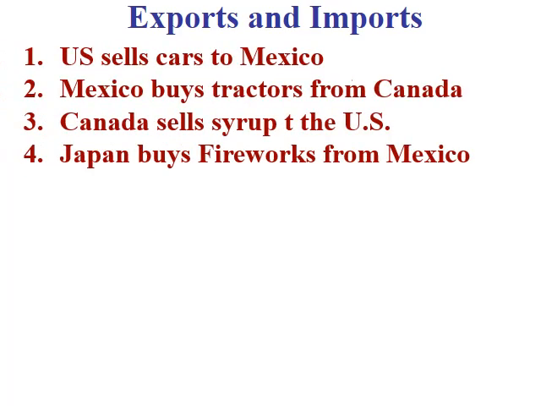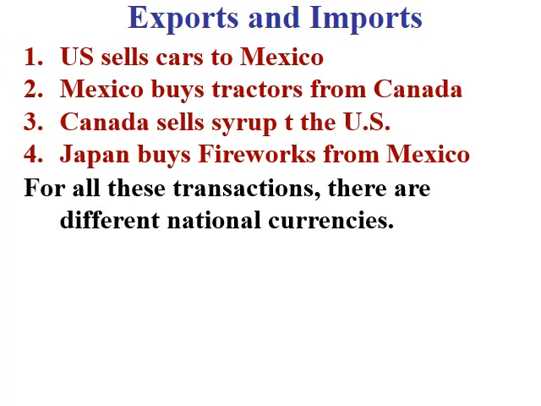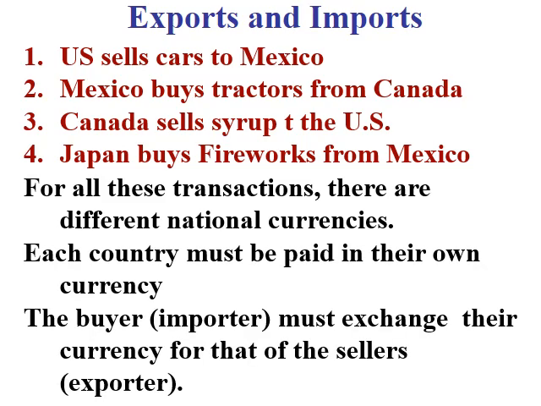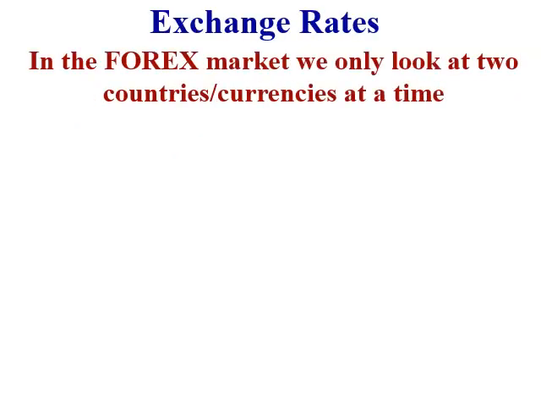Now throughout the semester we've talked about exports and imports. We see some examples here on the screen. The U.S. sells cars to Mexico. Canada sells syrup to the United States. Now for all of these transactions, each country has its own currency, and so each country must be paid in their own currency. So the buyer, the person that's importing the product, has to exchange their currency to the currency of the seller or the exporter for the transaction to take place. And so this is where exchange rates come into play.